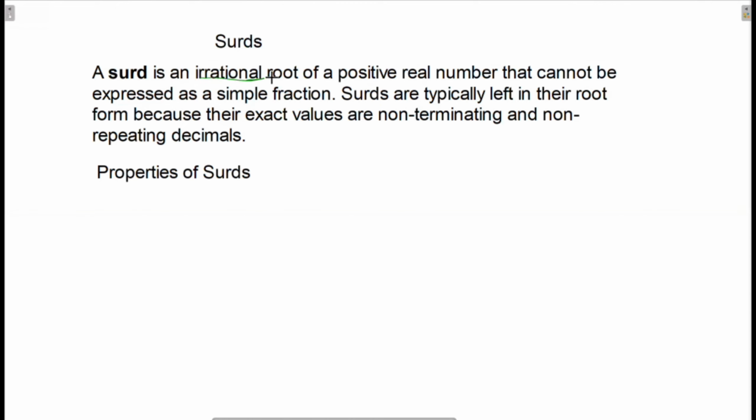When I say irrational numbers, they are numbers that are non-terminating and non-repeating decimals. That's why most irrational numbers are square roots or cube roots of numbers. But a surd here is an irrational root of a positive real number. For example, root 2, root 3, root 5 are surds. If you say root 4, you know root 4 is 2. So that's not a surd because the final answer is still 2. So that's what we mean by surd.